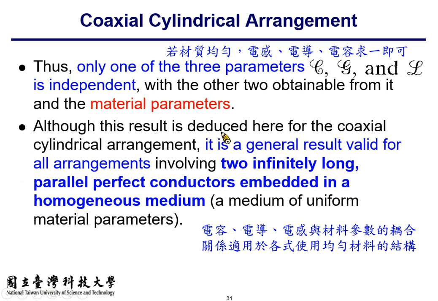All of this result is deduced here for the coaxial cylindrical arrangement. It's a general result valid for all arrangements involving 2 infinitely long parallel perfect conductors embedded in a homogeneous medium. So we just look into the coaxial cable case. So the coaxial cable is used by the cable TV, the setup TV box.